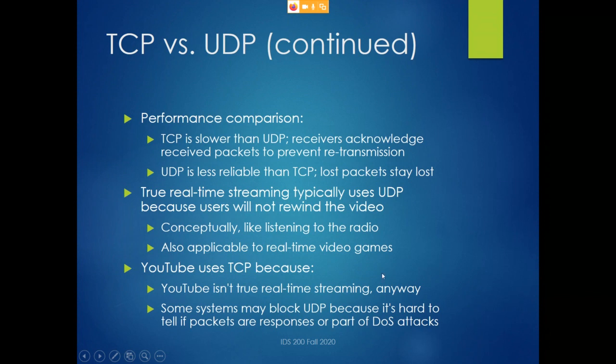However, YouTube generally uses TCP for a couple reasons. Number one, YouTube isn't true real-time streaming anyway. What it actually does is it takes a video, chops it up into segments, and feeds you one segment at a time. So it's actually like multiple sequential file downloads. It's not true streaming. It doesn't deliver each packet to you as it happens. The other issue, number two, some systems can block UDP because it's hard to tell if packets are responses or part of some kind of denial of service attack.